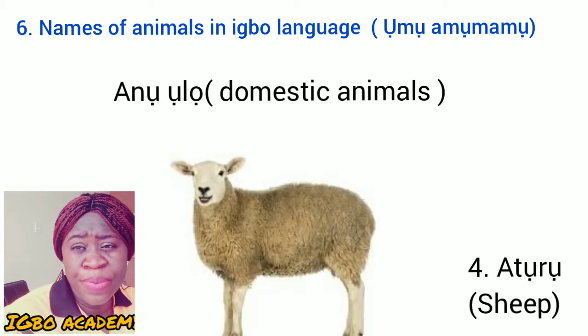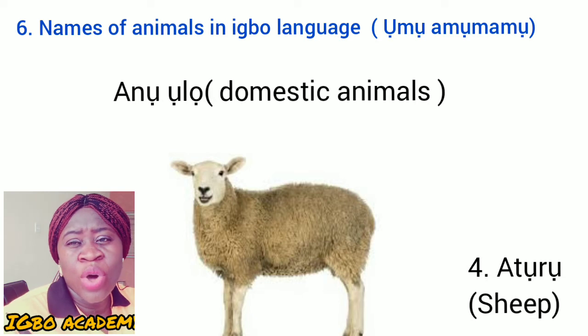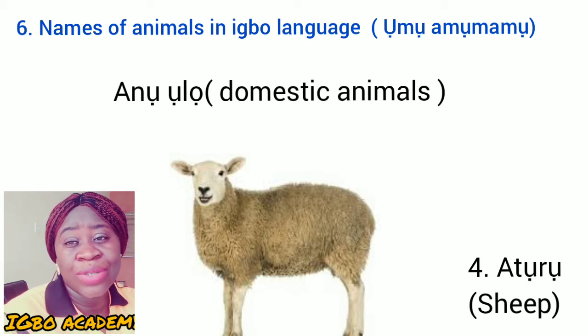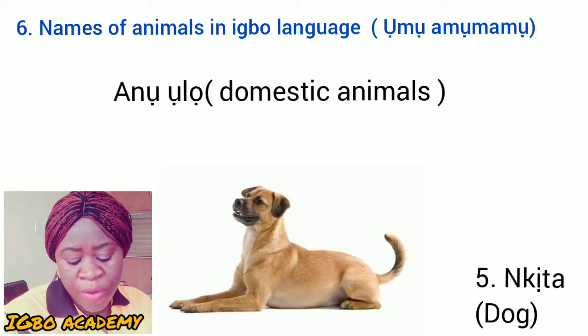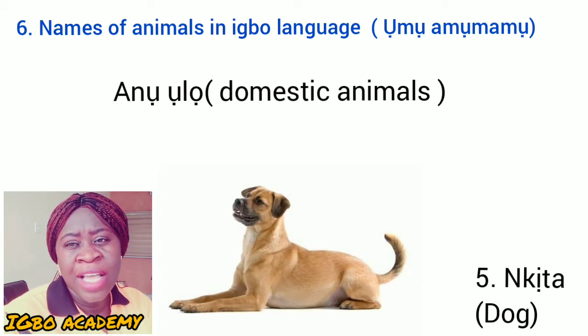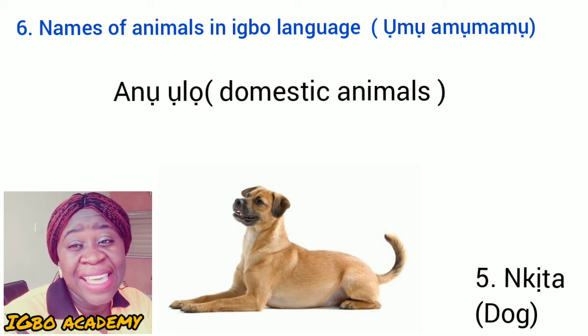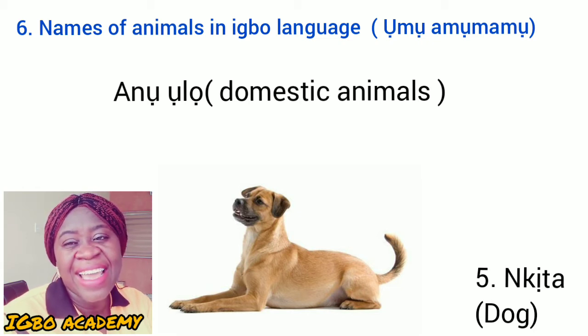Number four, sheep. Sheep is called atoro. Number five, dog. The dog is called nkịta. Dog, nkịta.